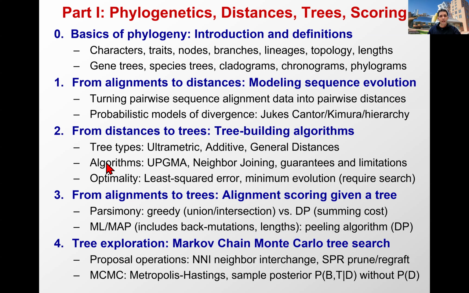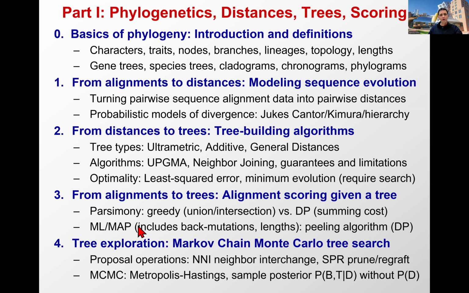Then we're going to see how we can use these distances to build trees, and tree building algorithms that start from distances. And then we're going to look at tree building algorithms that start from alignments. So we can either build a tree from the distances after having figured out distances from the alignments and modeling evolution, or we can build a tree from the alignments directly, okay?